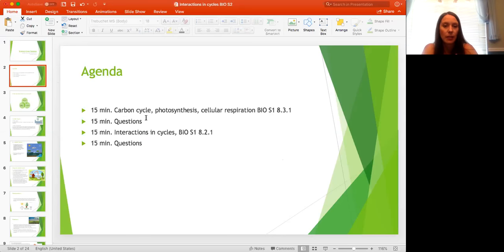Today, what we're going to talk about, like I said, I want to go over this big unit that we have in biology, and it covers the carbon cycle, photosynthesis, and cellular respiration. Throughout the semester in biology, we go over each one of these, and then we tie it together, and we talk about how they interact, and what happens if one changes. That's what I want to go over today. And then we'll have a chance to go over some questions that you might have.